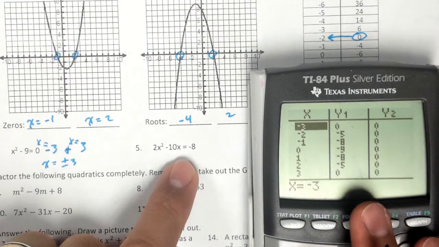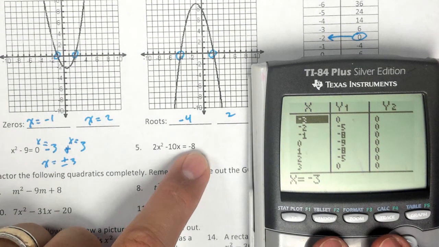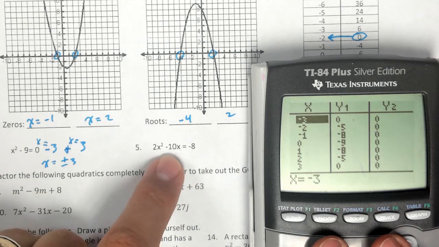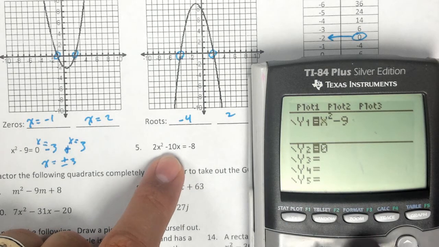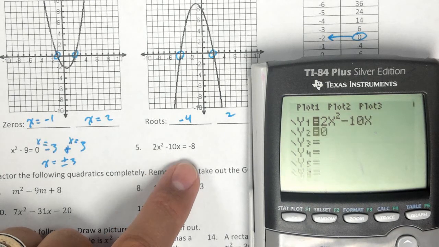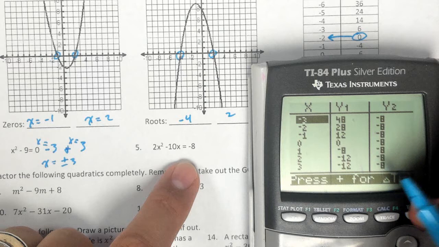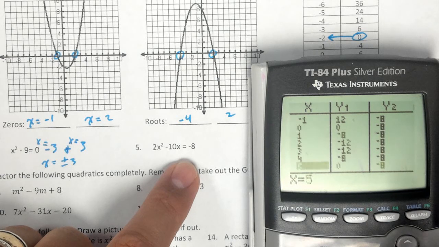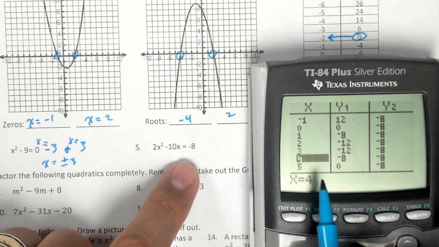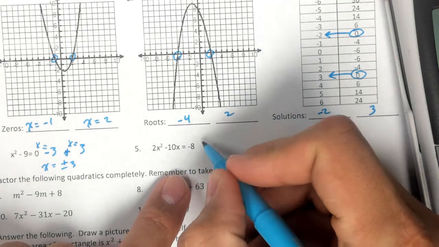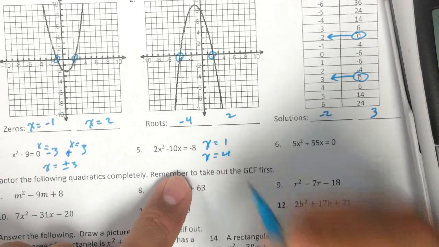The second one, it's equal to -8. I can either move this -8 to the other side and set equal to 0, or since I'm using the calculator, I can just plug it in as it is. So I can insert 2x squared minus 10x, and that's going to equal -8. Go ahead, check the table, look and see where it crosses -8. I see one right there. It looks like the other one's below it. So I have 1 and 4. So x equals 1, x equals 4.